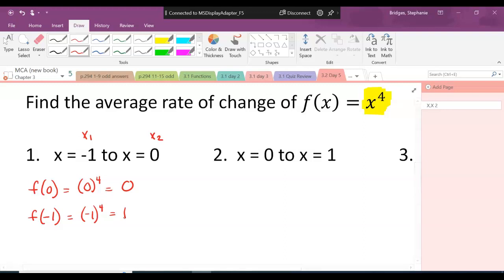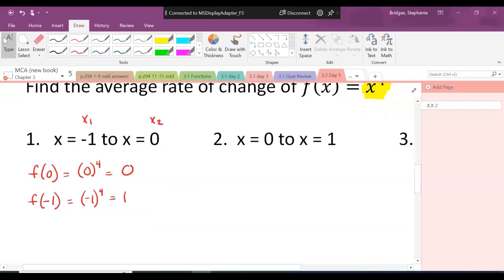Okay, all right, so then what we're going to do is take f of the second one, so f of 0, minus the result of the first one, which is a +1, over, and then we just take the actual numbers, x sub 2, which is 0, minus x sub 1, which is -1, and we're going to simplify.